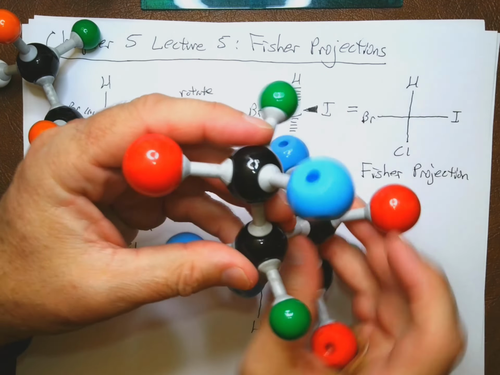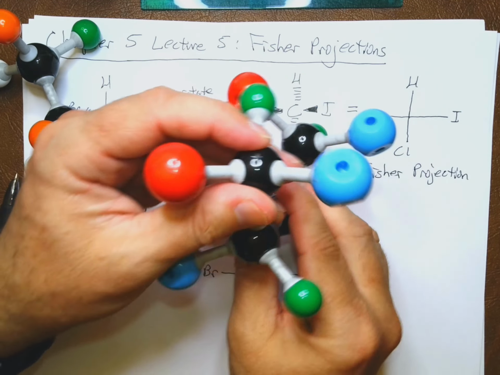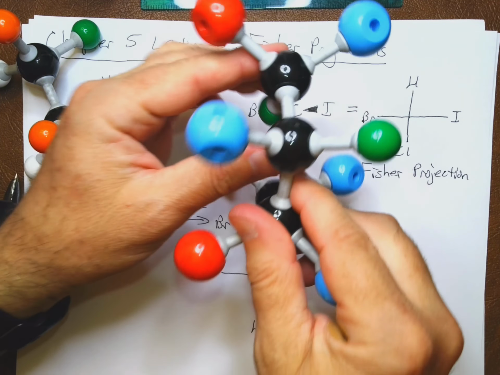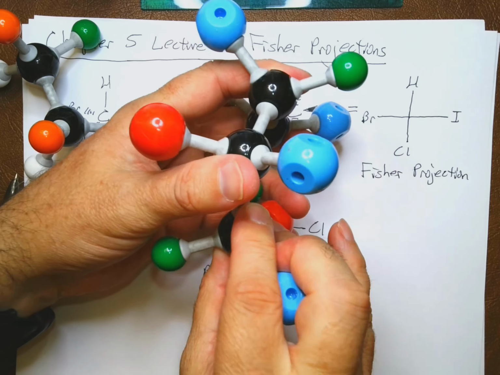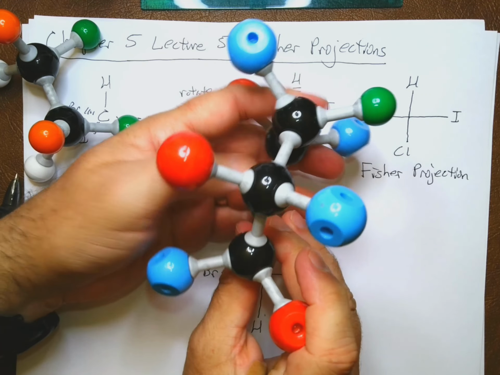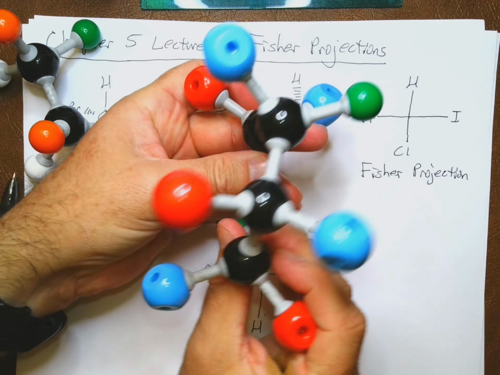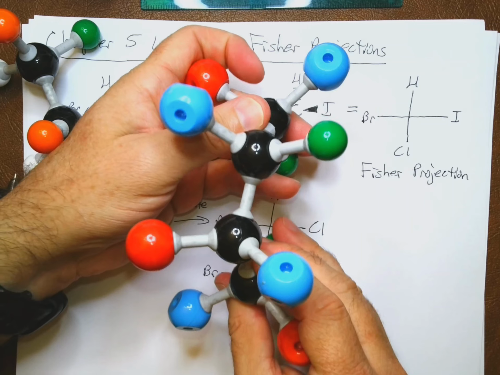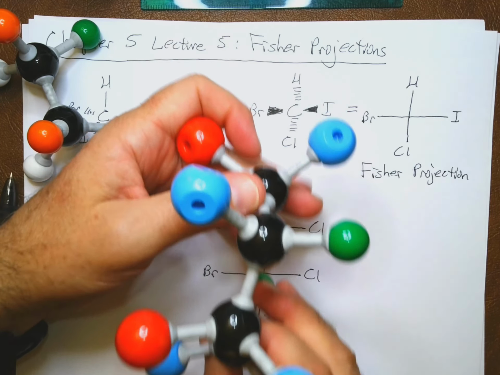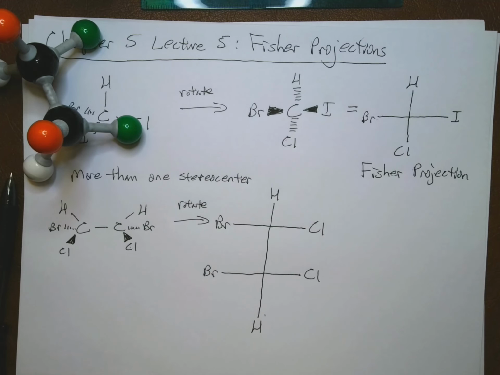So what we actually have is our Fischer projection is looking one carbon at a time. So if we actually did this Fischer projection, it's like we took this super eclipsed version of this molecule and stretched it out. That's what we would be doing. So it is important to understand what the Fischer projection represents and also why it's useful.